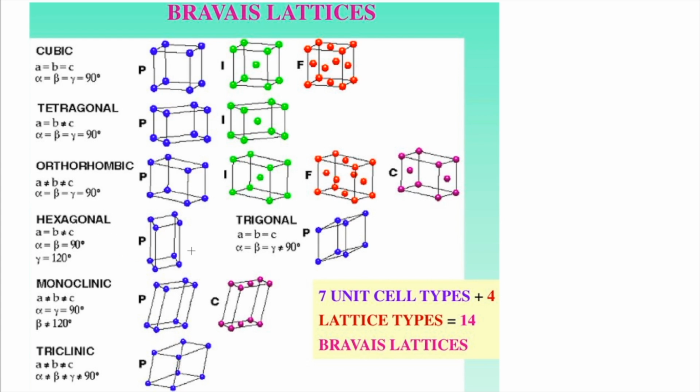Then hexagonal has only one form, that is primitive. Trigonal also has one form, that is primitive. Monoclinic exists in 2 forms, one is primitive and the other one is end centered, whereas triclinic exists only in one form, that is primitive. So overall, if you count all of them, they constitute 14 lattice systems, and these are called Bravais lattices.